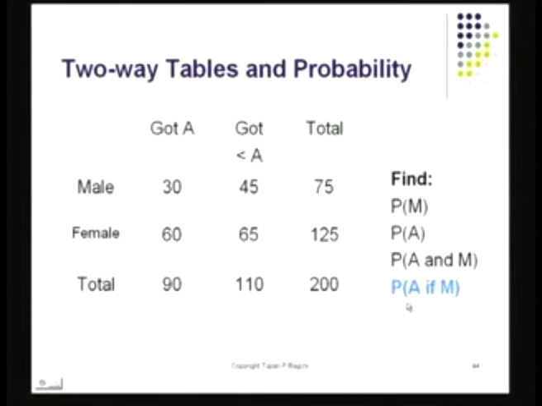So far there is not much of a problem. I can probably find that out. But in addition, I'm given another question which says, what is the probability that the person has scored A if he is a boy, if he is male? That means given M, given that the person is male, what is the probability that he would have scored A? This would require me to define some additional theory, and let's see how we move into that.